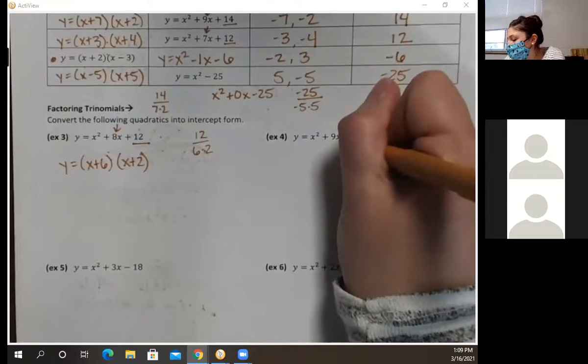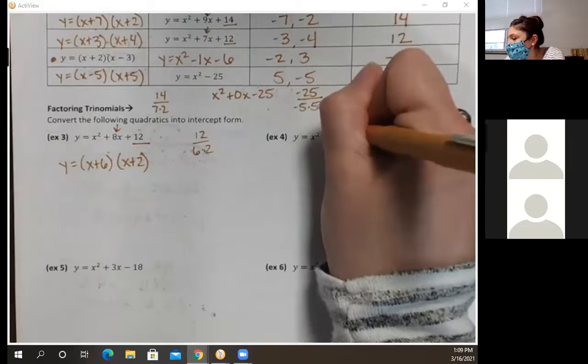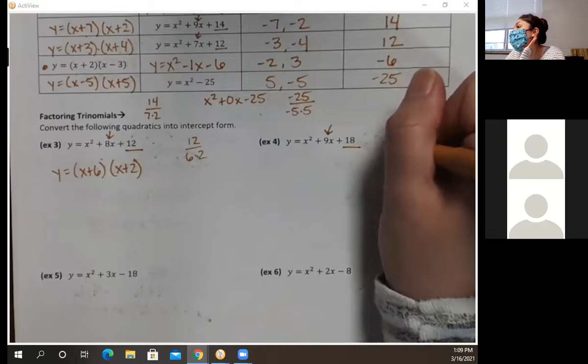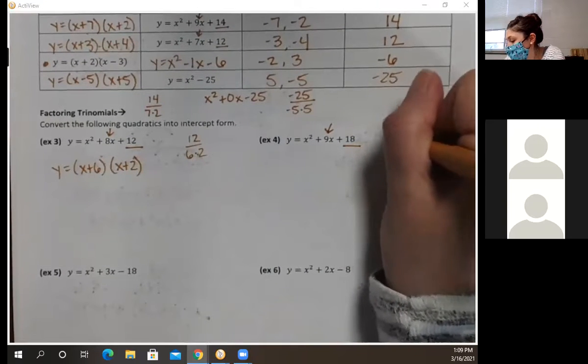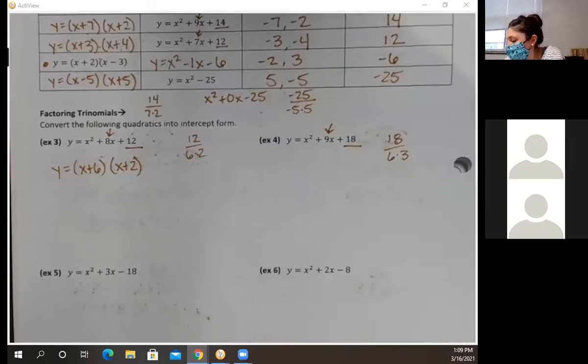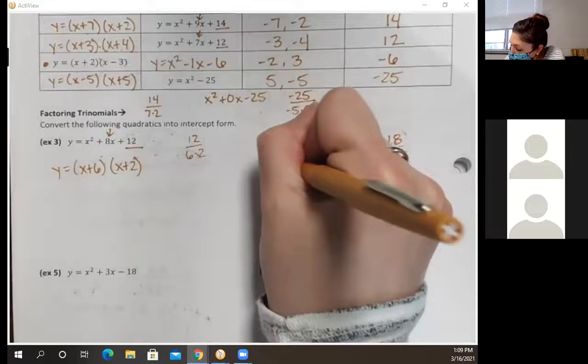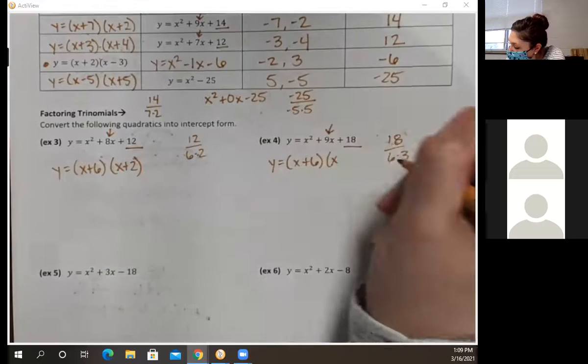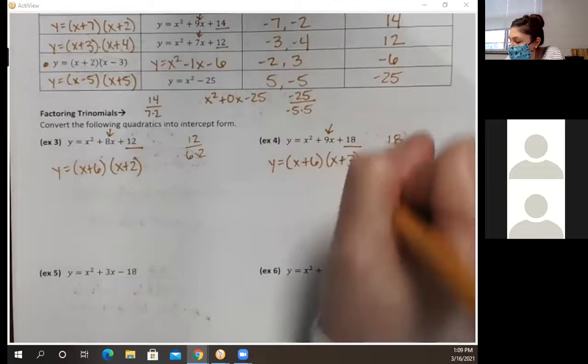How about, for example 4, factors of 18 that add to 9. 6 and 3. 6 times 3. So this would be x plus 6 times x plus 3.